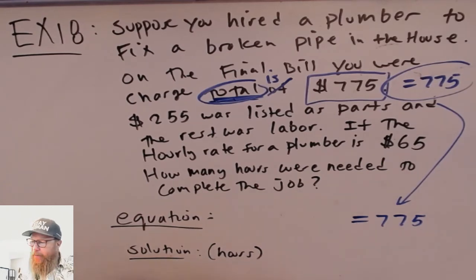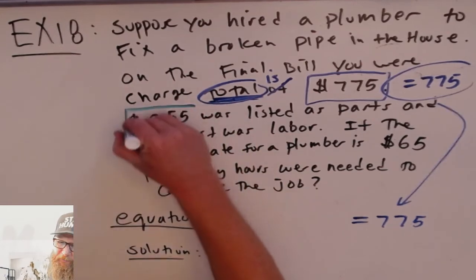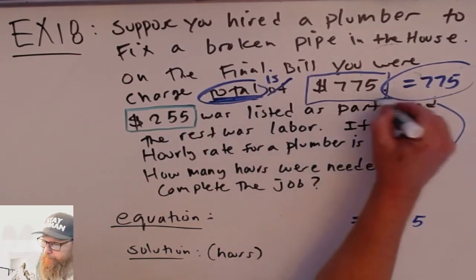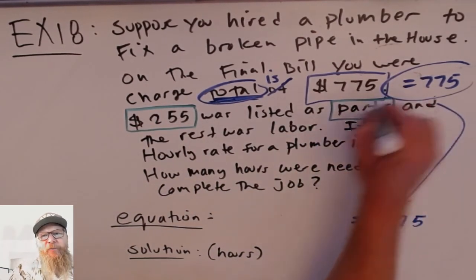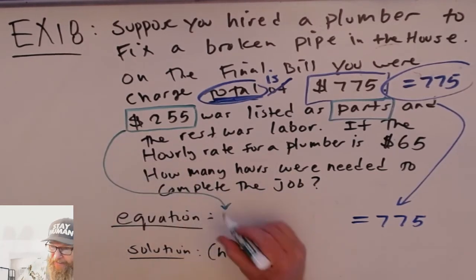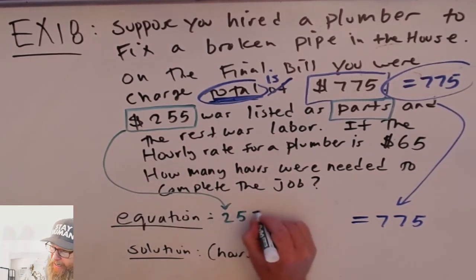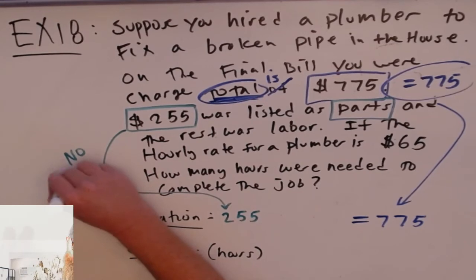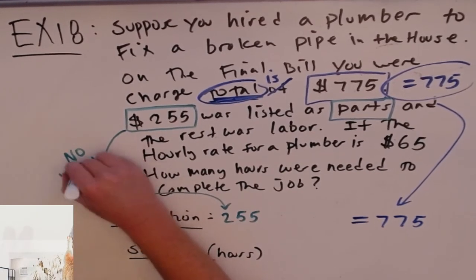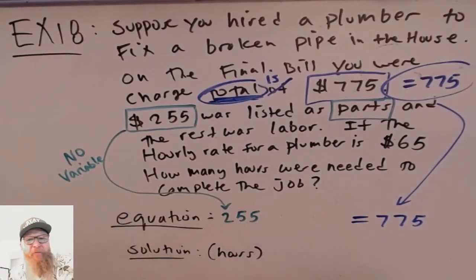Next, we're going to talk about parts. They charged you for parts. That means the parts did not have a variable. So there's no variable associated with parts.